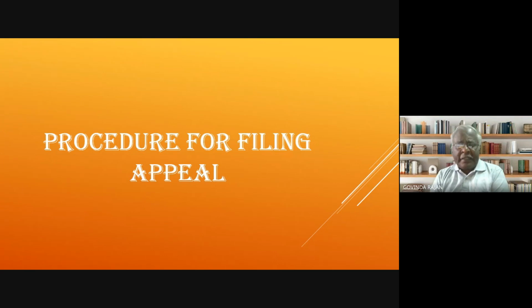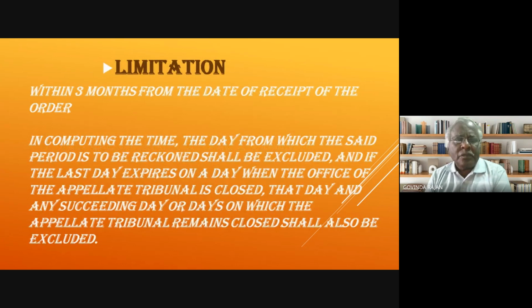So we have seen the functioning of the office. Then we are going to see the appeal procedure, how to file. First, if there is any litigation, we have to see the limitation period. So what is the limitation period for filing an appeal before the GST tribunal? Normally three months is prescribed for everything.